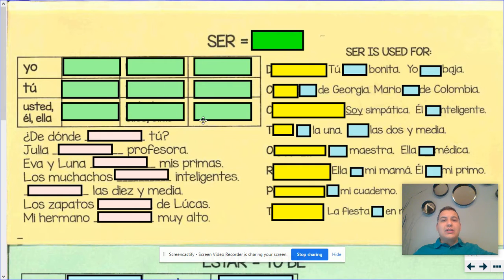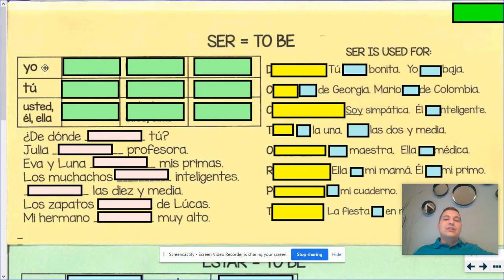As we saw in the beginning of the week, there are pronouns. See? Yo, which means I, remember? Tú, which means you. Usted, él y ella. Usted means you formally. Él means he. Ella, she. See? And how would you conjugate this verb ser, which means to be?